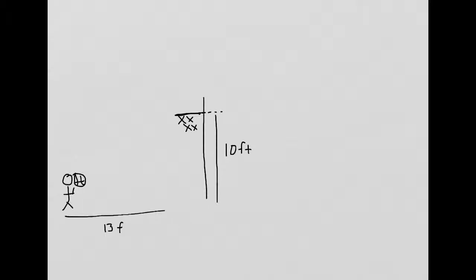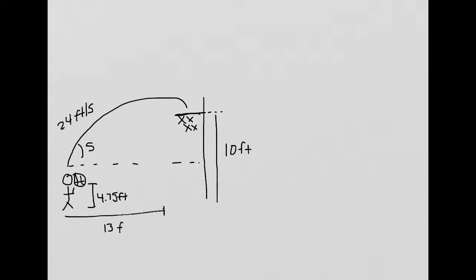Okay, she's 13 feet from the basket. Okay, so that's to right here, which is right under the basket, to the center of the basket, really, is what we're aiming for. And then she's going to release the ball at 4.75 feet, okay, when it first leaves her hand, all right? And her initial velocity, they tell us, is 24 feet per second, and she's traveling at an angle of 53 degrees.